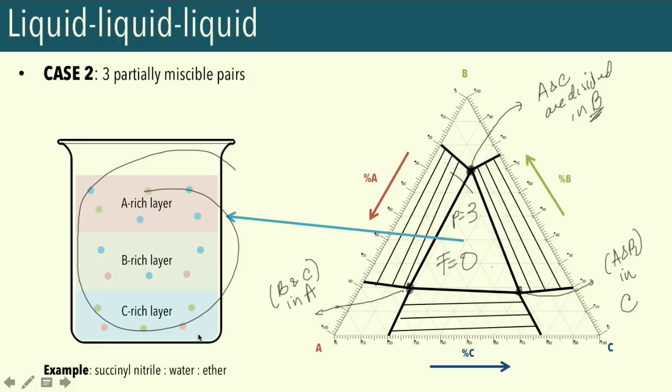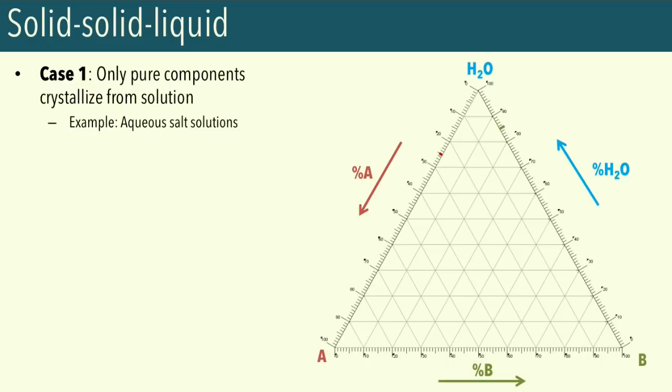Okay, so overall, these represent the types of liquid systems that we might encounter. Keep in mind again that these are just example systems, so there are many different types of possible cases for liquid systems.